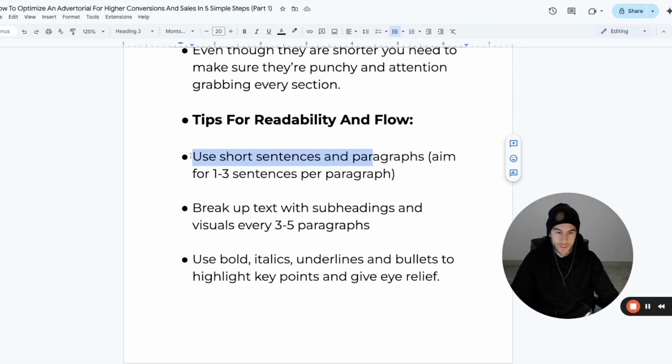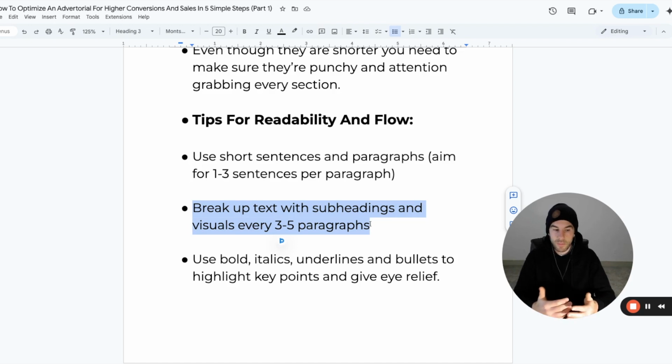Use short sentences and paragraphs. Aim for like 1 to 3 sentences per paragraph. This is really helpful on mobile, so it doesn't end up being a huge block of text. You want to break up text with subheadings and visuals every 3 to 5 paragraphs. Again, it breaks up the text, improves skimmability, and makes it easier to read.